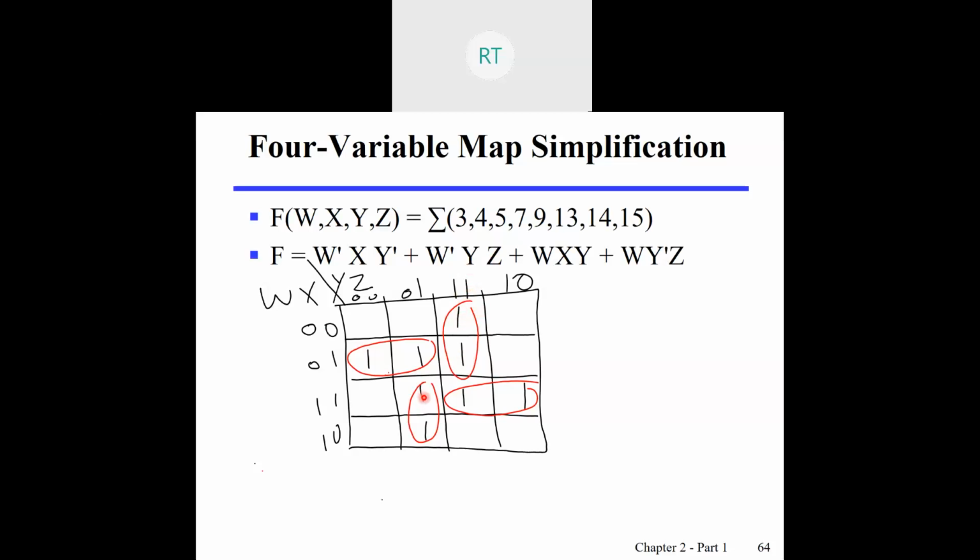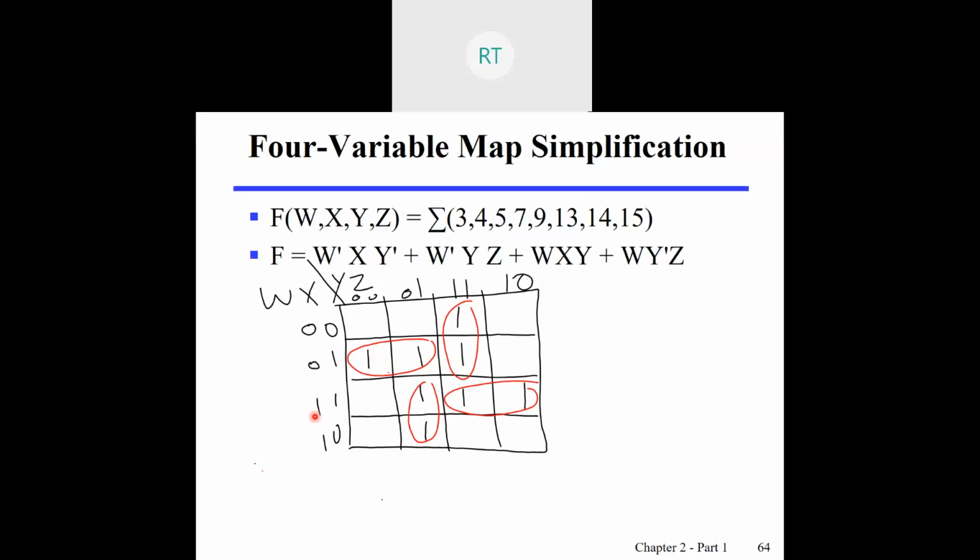I will move to this minterm now. This is 1, 1, so W did not change, so I have a W. X did change, it was a 1, it became a 0. Okay, so I don't have an X. Y was a 0, and it is still a 0, so I have a Y prime. Z was a 1 and remained a 1, so I have a Z. So this is W, Y prime, Z.